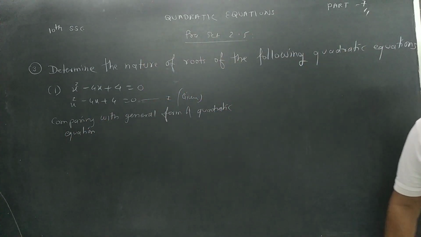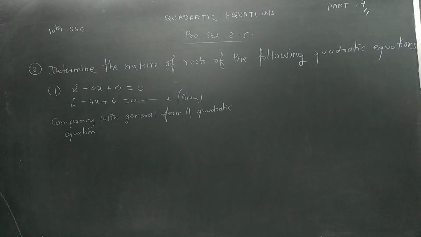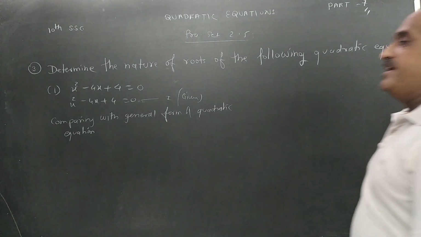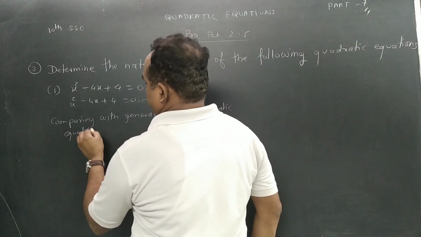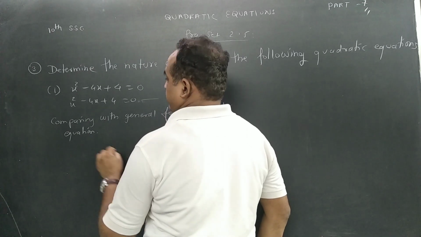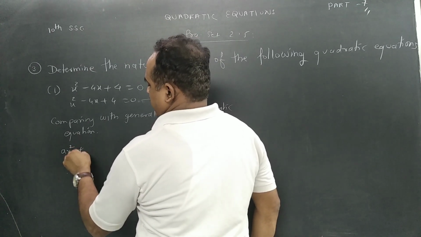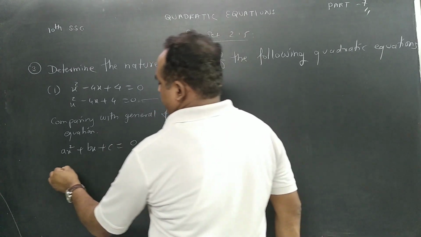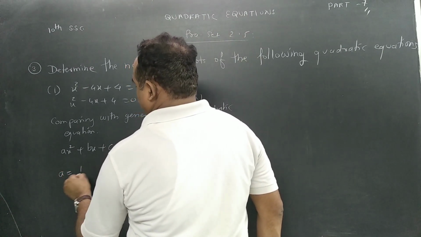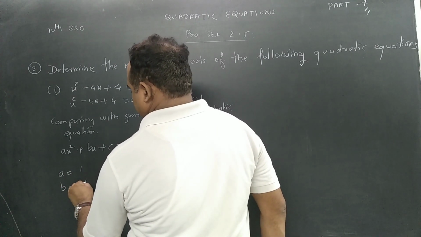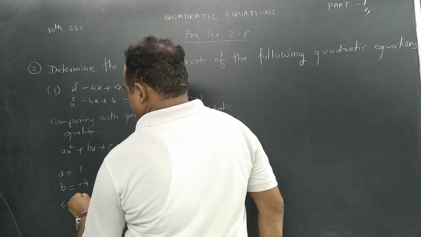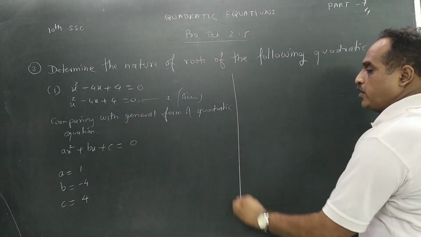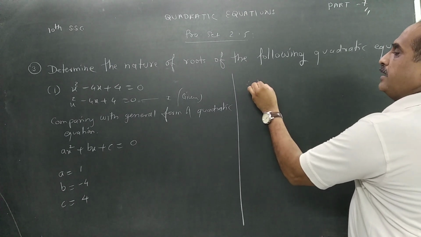Let's check the answer to the question once again. x square minus 4x plus 4 is equal to 0. Compare with the general form of quadratic equation, ax square plus bx plus c is equal to 0. Value of a is equal to 1, value of b is equal to minus 4, and value of c is equal to 4. Is it right?